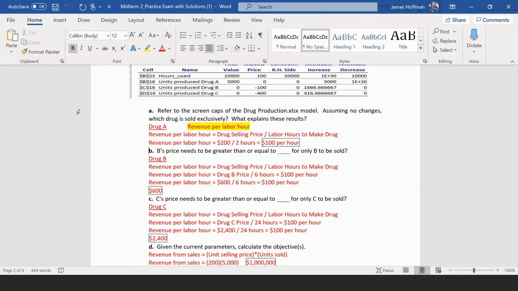All right, so part B is: drug B's price needs to be greater than or equal to what for only drug B to be sold? Because right now drug B is not being sold.